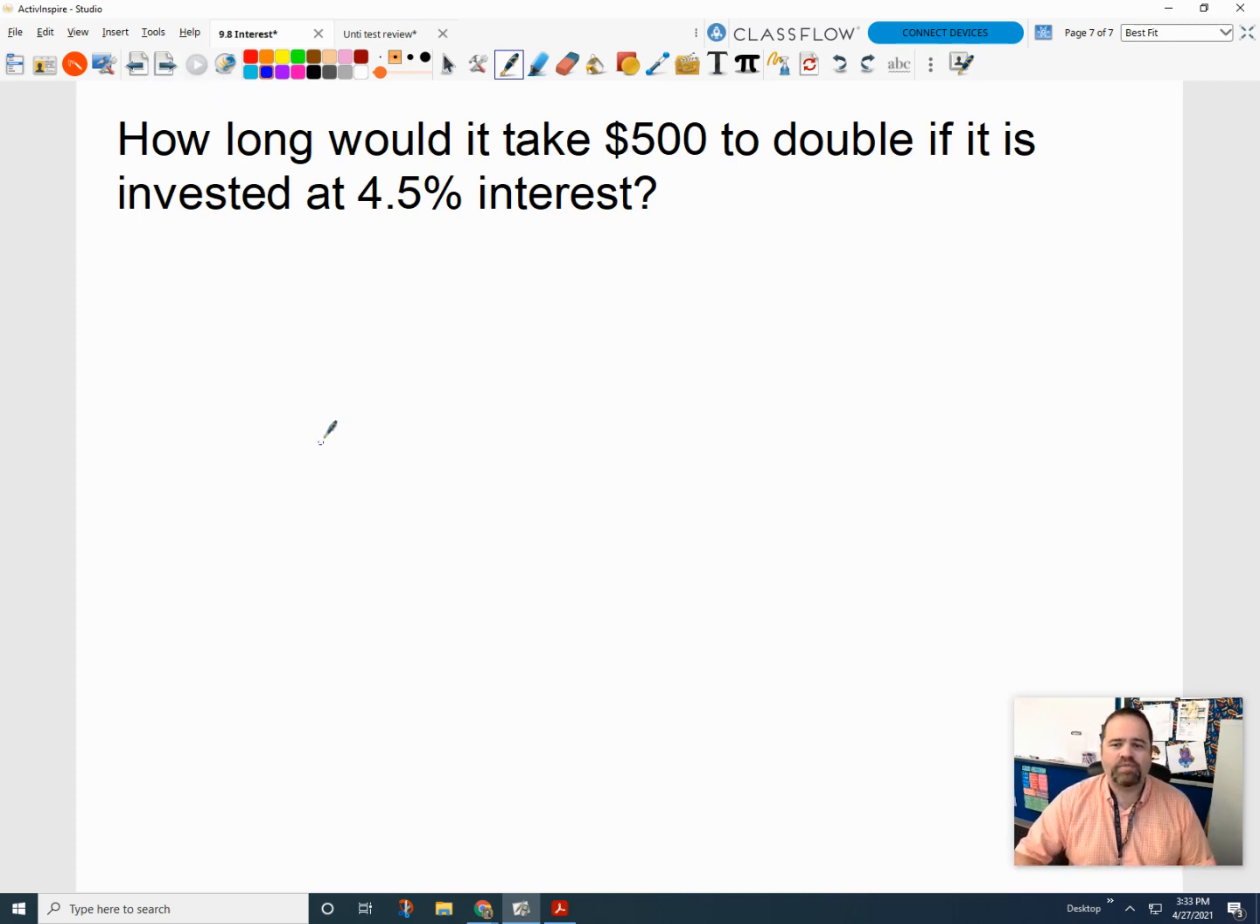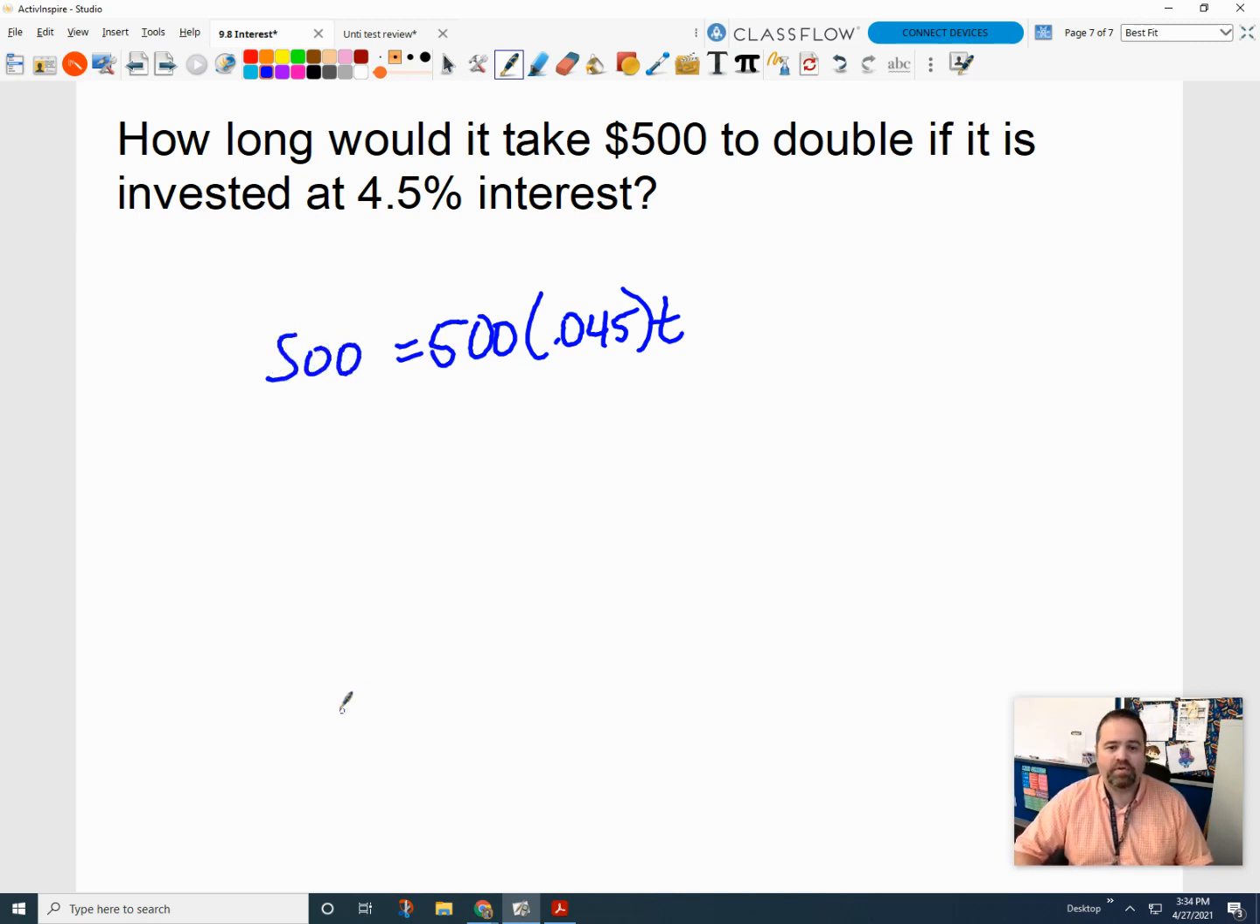Okay, same idea. We've got $500. That's our principal. Our interest rate is 0.045, and the time's what we're trying to figure out. At the end of this time, we want to have double that. So I want $500 in the bank, and I want $500 interest on top of it, so a total of 1,000. So when I multiply the 500 and the 4.5%, that's 22.5. I'm going to divide that out of my 500. That's going to take a little over 22 years.